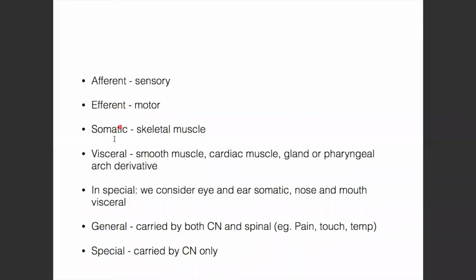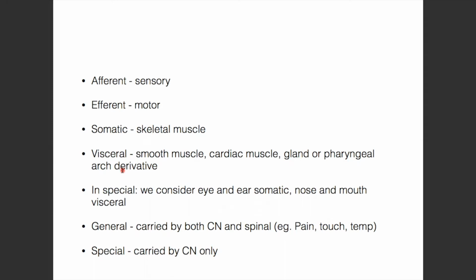Then we have somatic and visceral. This is divided based on somatic being that it supplies the skeletal muscle or the skin, so areas where it's voluntary. Visceral is areas of smooth muscles or cardiac muscles, glands, or pharyngeal arch derivatives. Smooth muscles, cardiac muscles, or glands are areas that you can't feel or control, so it's involuntary. So we call that visceral.